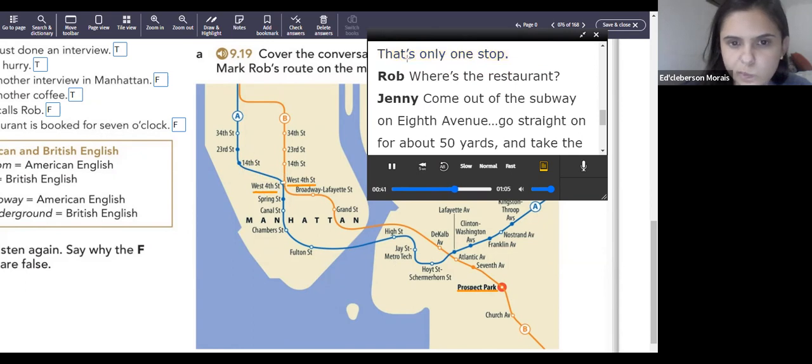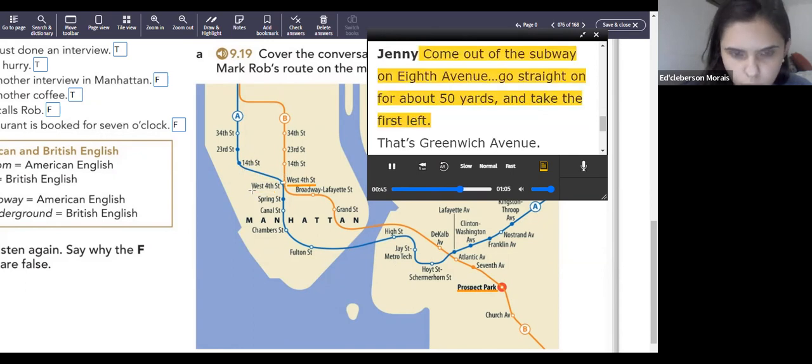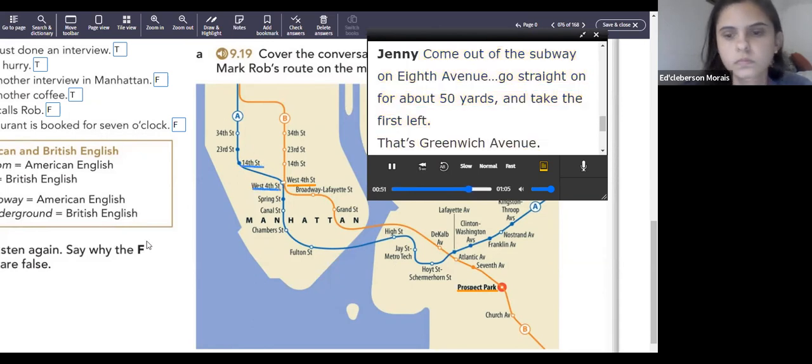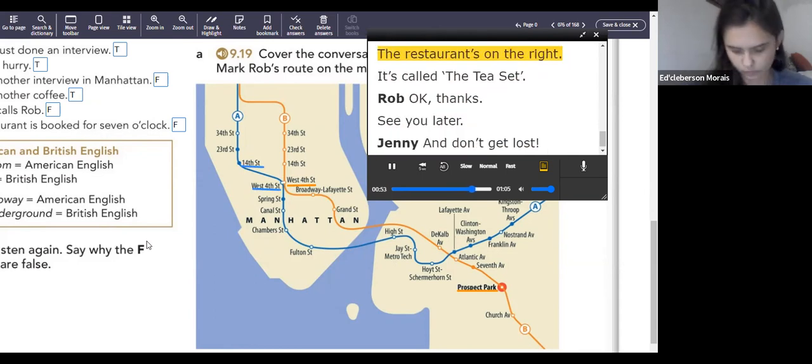Where's the restaurant? Come out of the subway on 8th Avenue, go straight on for about 50 yards and take the first left. That's Greenwich Avenue. The restaurant's on the right. It's called the Tea Set. Okay, thanks. See you later. And don't get lost.